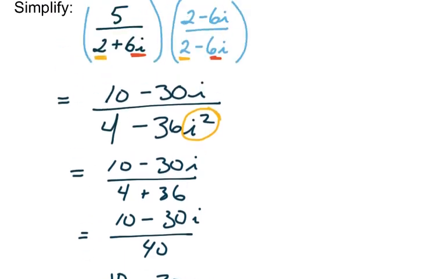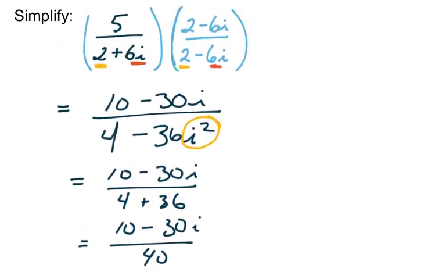The key to this problem happens right at the beginning. Make sure that you multiply numerator and denominator by the conjugate, and that's what makes this problem get simplified.